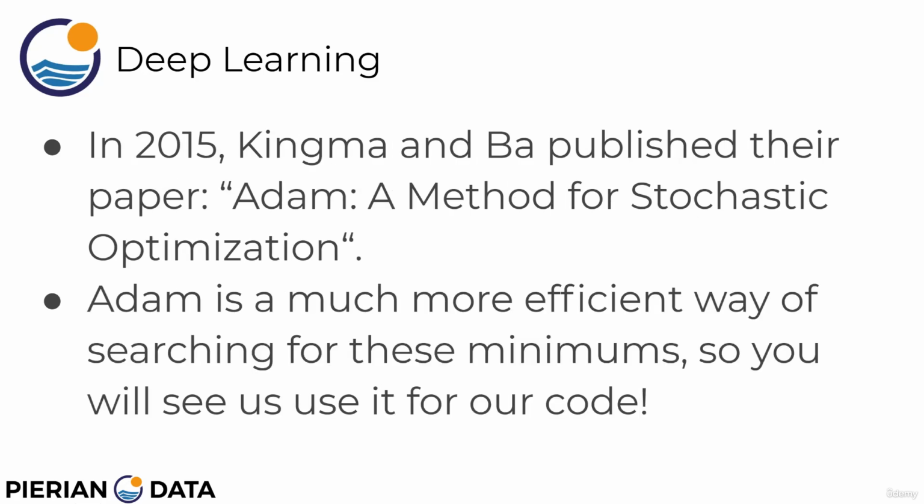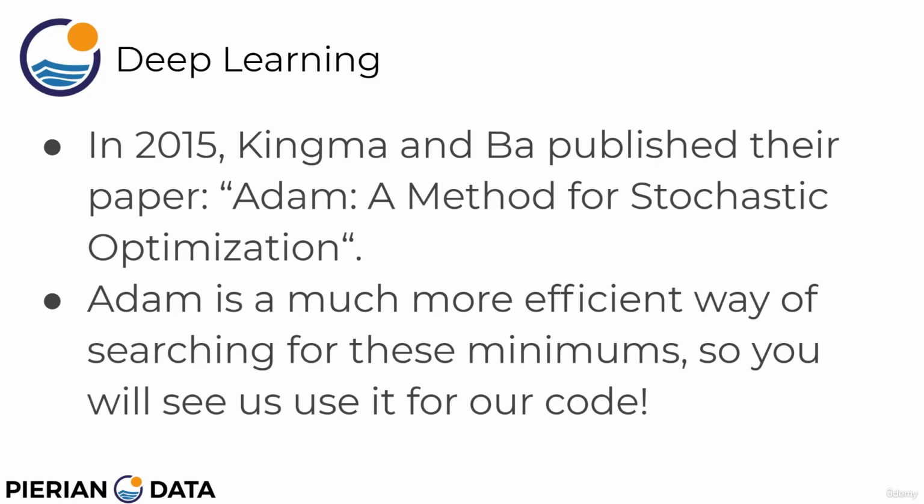So in 2015, Kingma and Ba published their paper called Adam, a method for stochastic optimization. And Adam is a much more efficient way of searching for these minimums. So you're going to see us sometimes state Adam as our optimizer during the code. So keep that in mind.